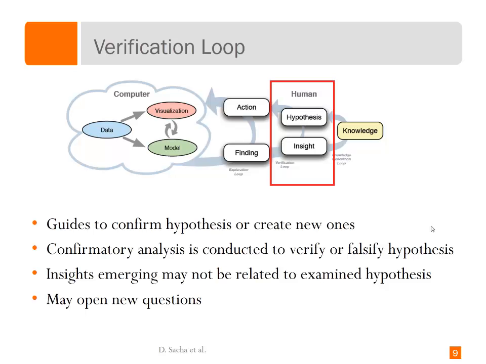So our insights that have emerged may be related to the examined hypothesis, but they may not be as well. So at this stage, or in this verification loop, we may try and confirm a hypothesis from insights that have come out of the exploration loop, but we may also see something different that we didn't expect to see. And this verification loop may open new questions.